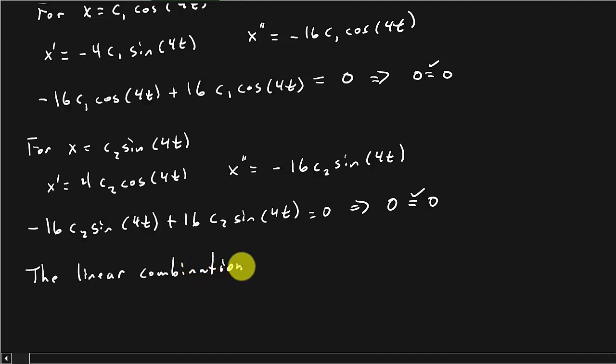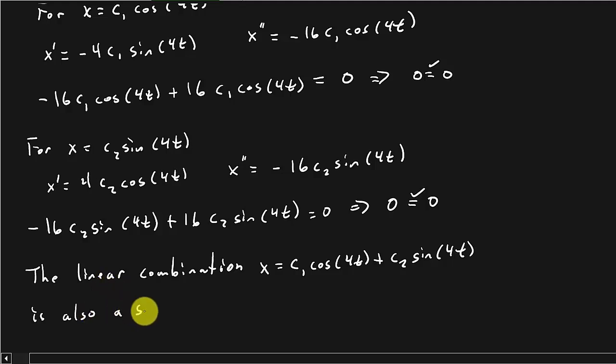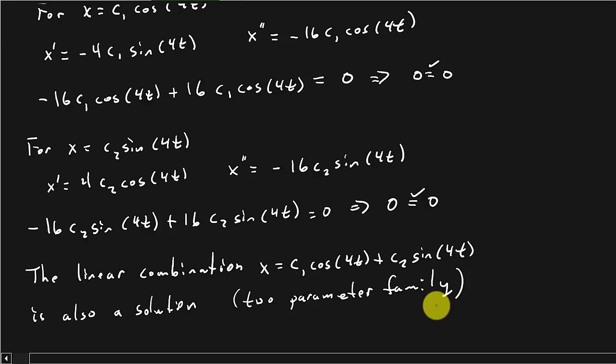And then we can also look at the linear combination. For this one, we won't go through and verify it, but the linear combination x equals c1 cosine 4t plus c2 sine 4t is also a solution. This is a 2-parameter family. Okay. All right. So this is a solution also.